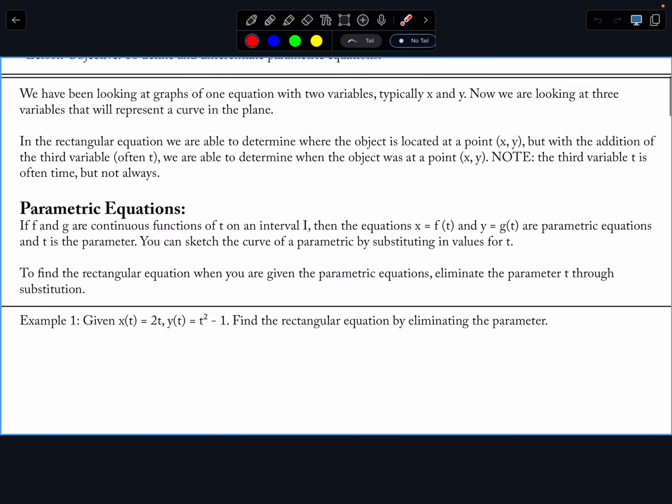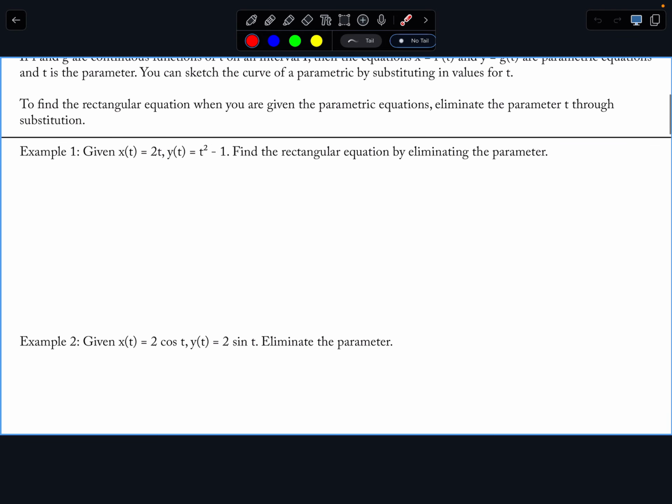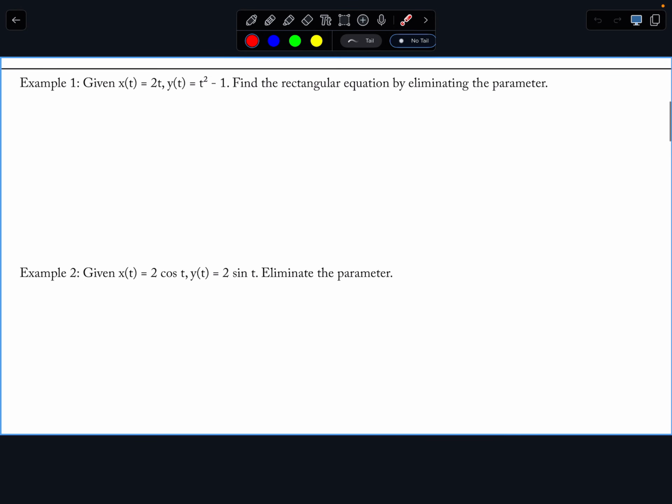Okay, super nice and easy to start off with. I want to eliminate the parameter. A rectangular equation is also called a Cartesian equation, which really means I'm just trying to turn everything into x's and y's. I want one equation with x and y. Just like what you would probably think you were supposed to do, I would take my x equation and solve it for t, and then plug it into y. That's it. So I get y equals (x over 2) squared minus 1.